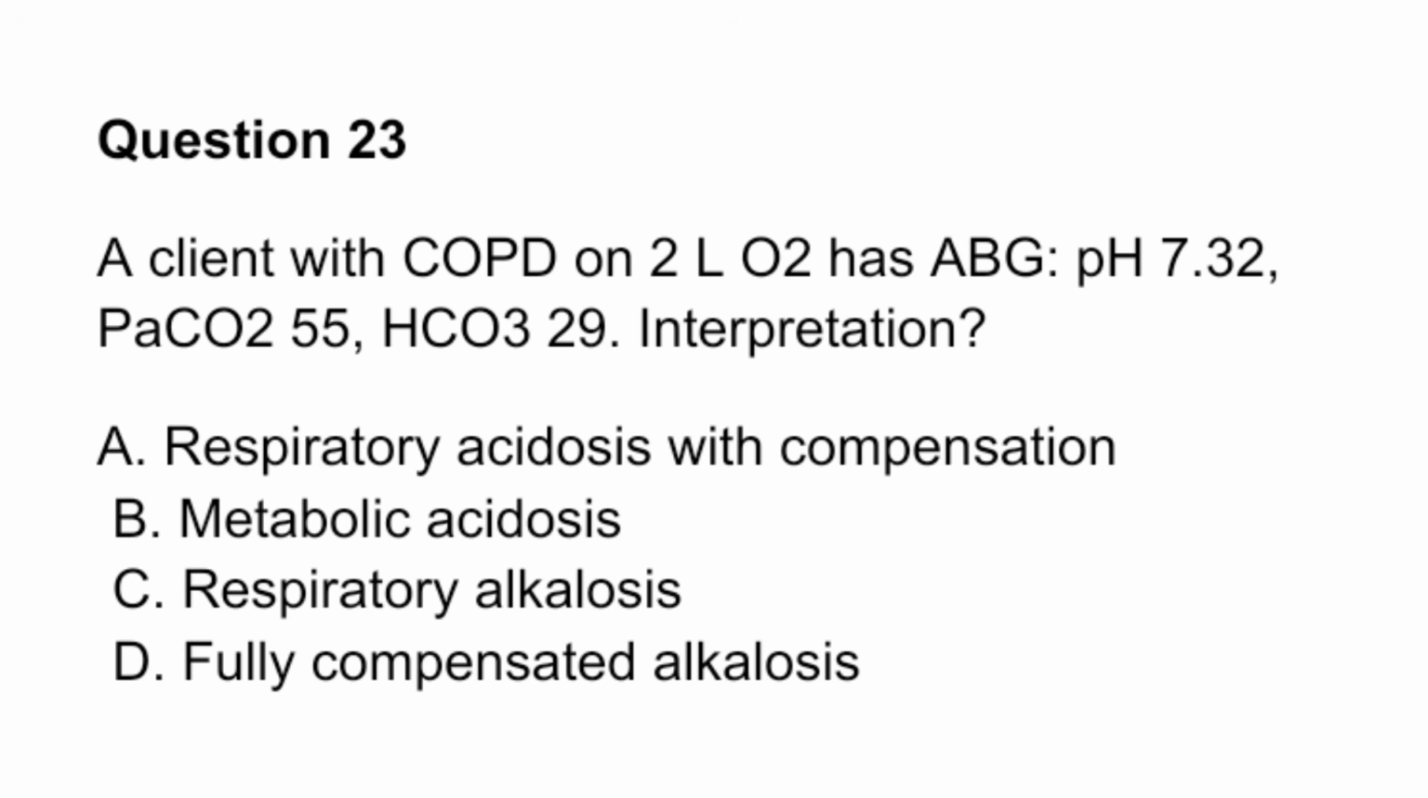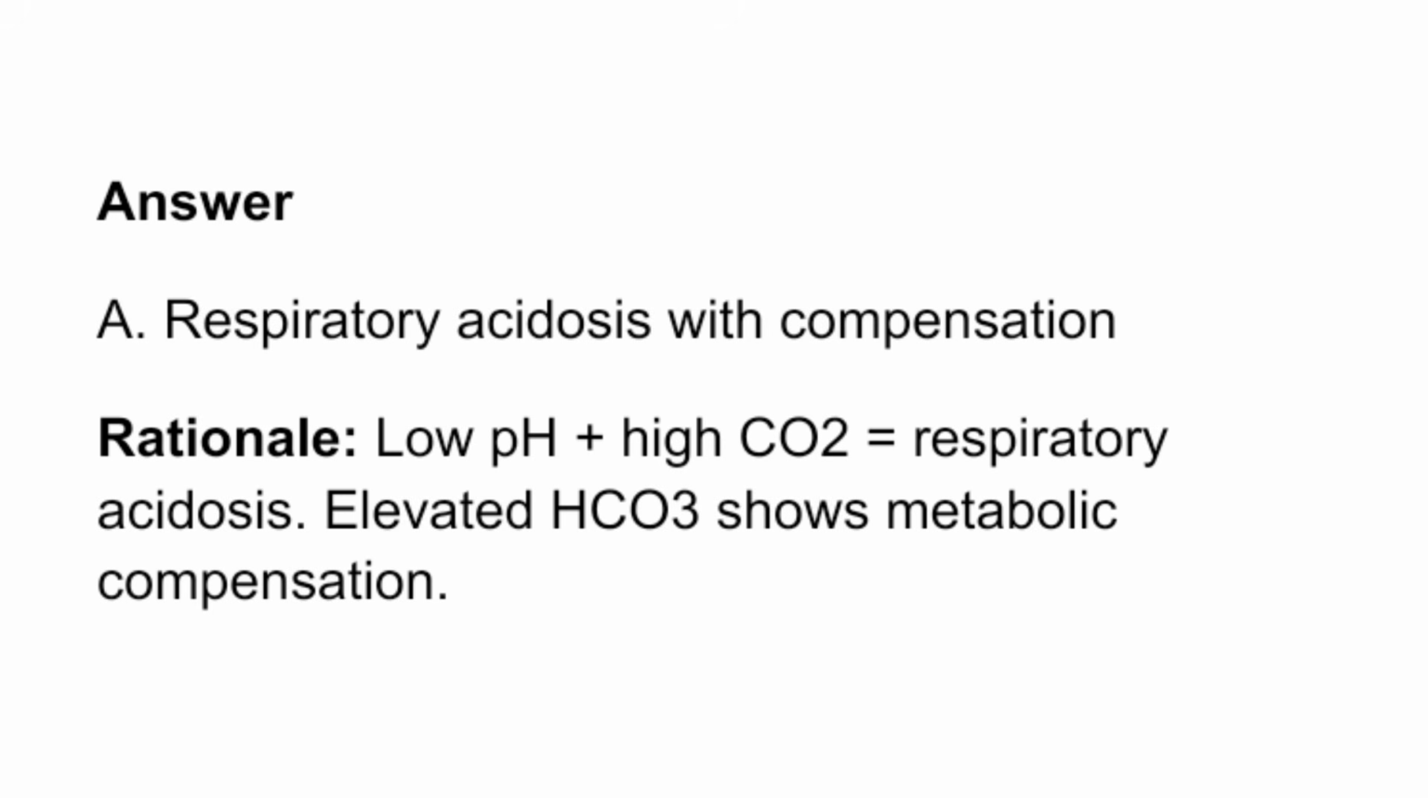Question 23. A client with COPD on 2 liters O2 has ABG pH 7.32, PaCO2 55, HCO3 29. Interpretation. A. Respiratory acidosis with compensation. B. Metabolic acidosis. C. Respiratory alkalosis. D. Fully compensated alkalosis. Answer. A. Respiratory acidosis with compensation. Rationale. Low pH plus high CO2 equals respiratory acidosis. Elevated HCO3 shows metabolic compensation.